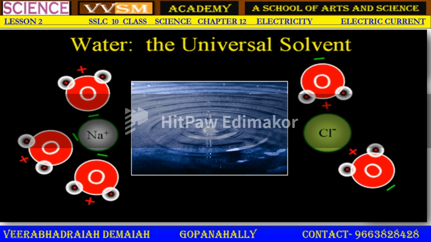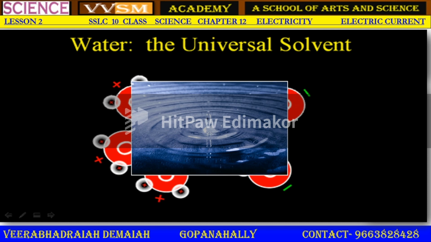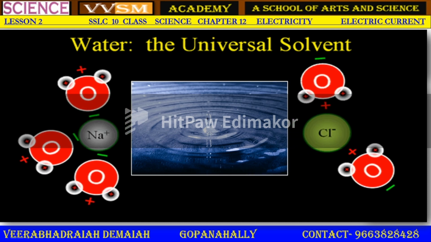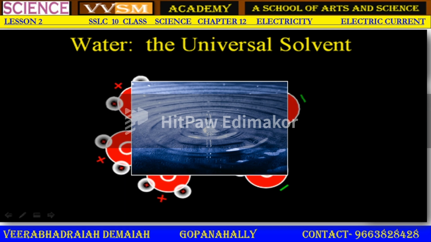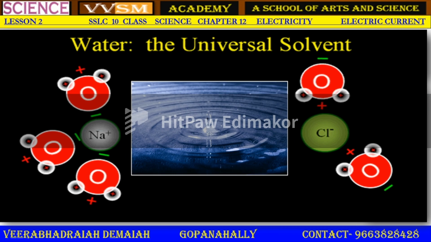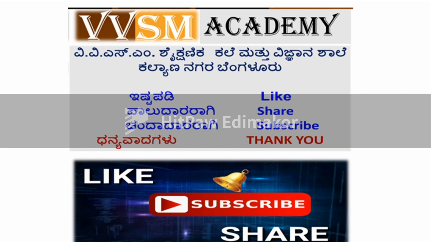When an electric current is passed through acidic water or alkaline water, it splits into the respective ions, whatever may be the electrolytes. It may be a salt like sodium chloride, or it may be sodium hydroxide, or whatever it may be. That's very important, my dear friends.